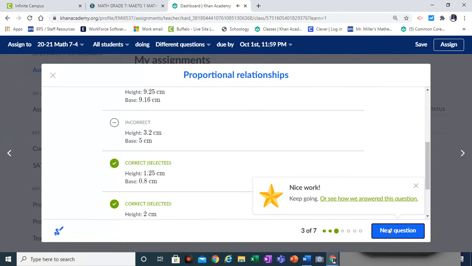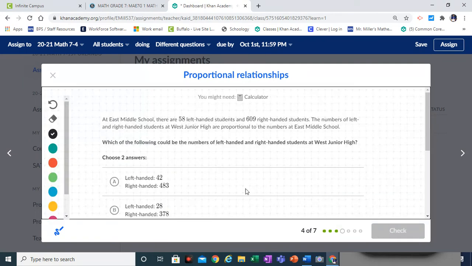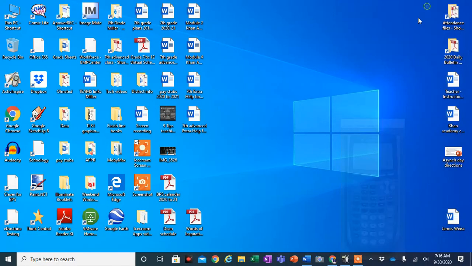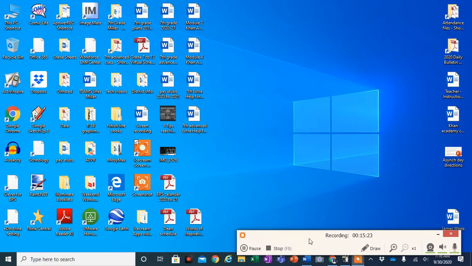Okay, that's all that I'm going to do. Hopefully that helped. This problem you would do it the same way. You would have to do like the number here divided by the number here, the number here divided by the number here, and then find the unit rate and make sure it's the same. So hopefully this video did help for those of you that needed some more assistance.